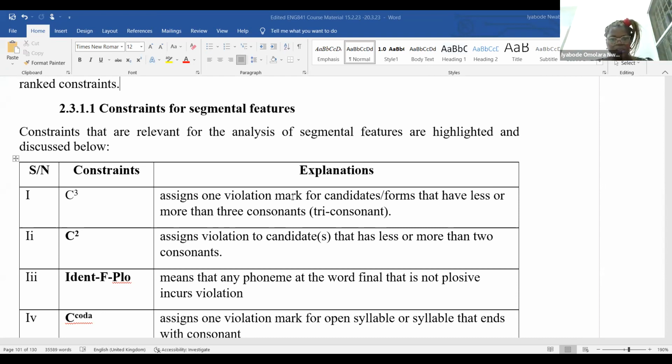Then we have the one that has less or more than 2. Then we have FT flow. That means that any phoneme at the word level that is not plosive incurs a violation. Then we have the C coda. Now it assigns a violation mark for open syllables, or syllables that end with a consonant. Okay.